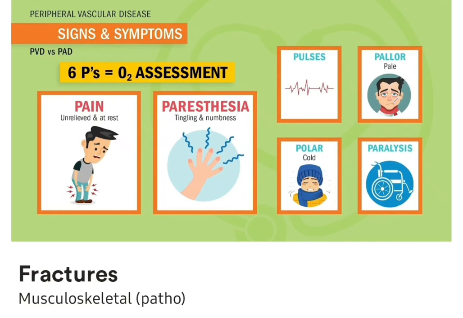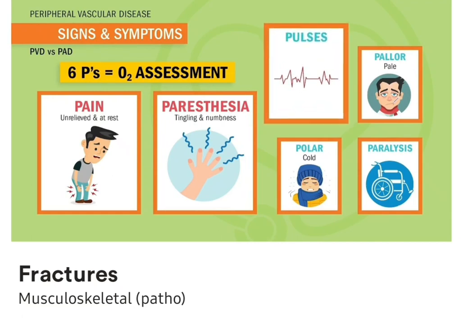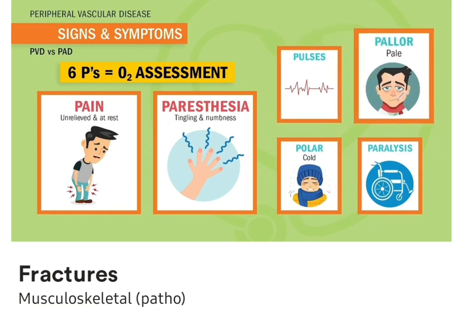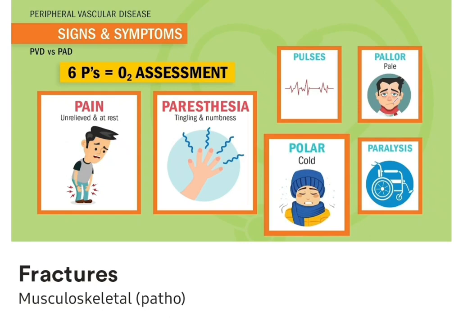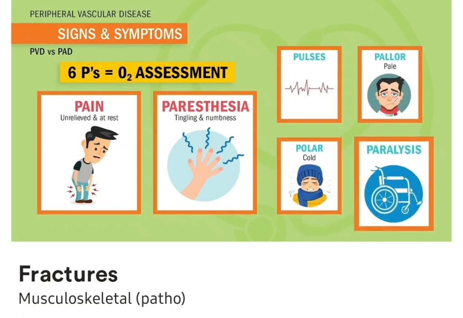of priority for tests. So we already know pulses are going to be diminished or weak, especially in PAD. And pallor is just the paleness from that low blood flow. We use the word polar, which means the leg gets cold like a polar bear, since the leg lacks that warm blood flow. And lastly, paralysis, the inability to move the limb, like a paralyzed patient. Just think the limb is passed out from that lack of oxygen.